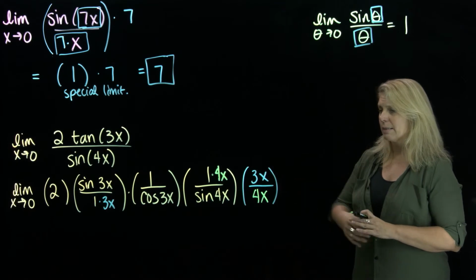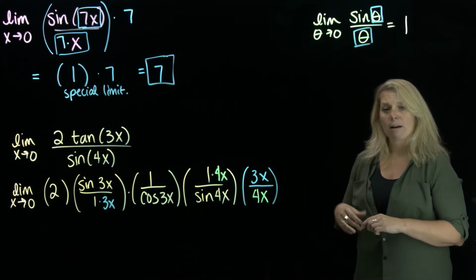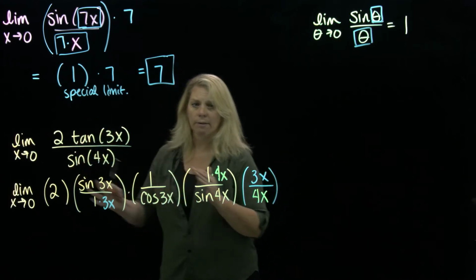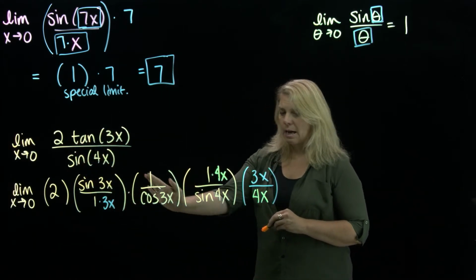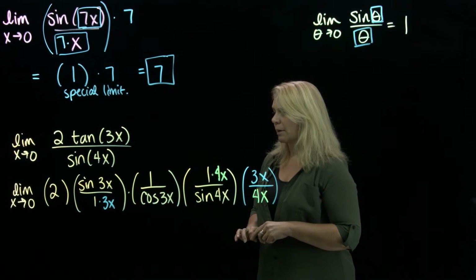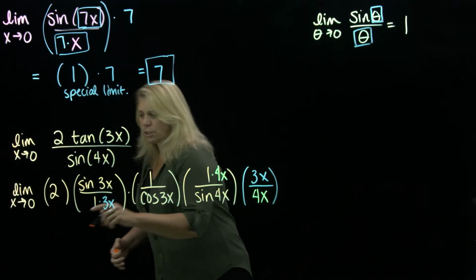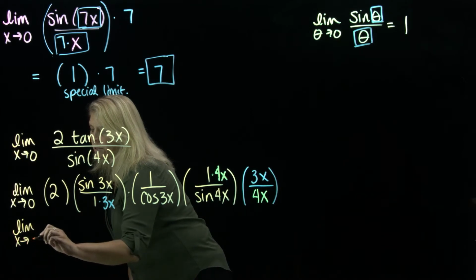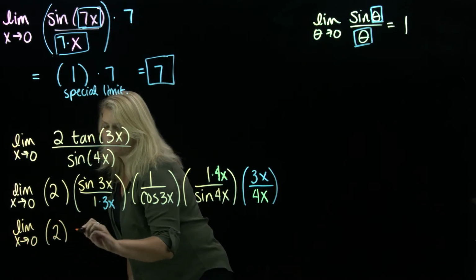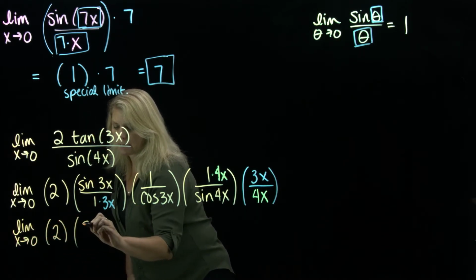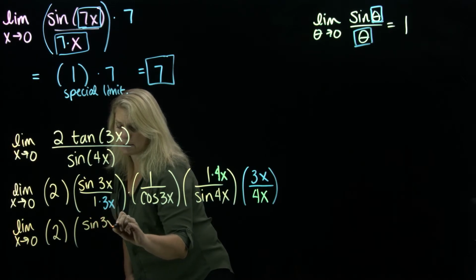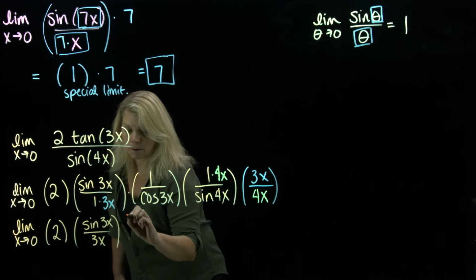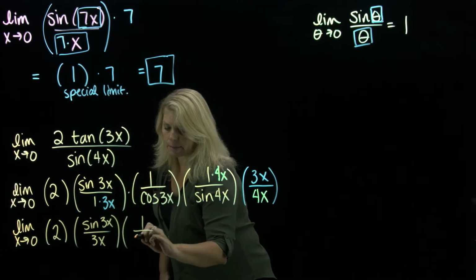Okay, so at this point, I could write out one more step, or possibly I could think about just evaluating this limit as it is. I'm going to go ahead and write out one more step this one time, but it's OK if you combine some steps and are able to evaluate the limit from here. All right, so I'm going to just change some of these things. So I have the limit as x approaches 0 of the 2, I'm going to leave alone. The sine of 3x over 3x, I'm going to leave alone. That is my special limit form. The 1 over cosine of 3x, I'm going to leave alone.